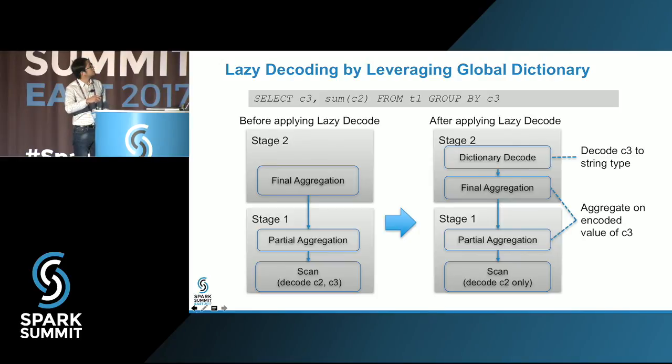Before applying this technique, in the orange plan, you can see there's a scan that decodes both C2 and C3, and then does a partial aggregation and a final aggregation in stage 2. After applying this optimization rule, the scan only decodes C2, because it does the partial aggregate and the final aggregate on the encoded value of C3, which is an integer value. So this aggregation and the shuffle will be much more efficient. Then finally, there's this operator to decode C3 back to the original value, which is a string value.